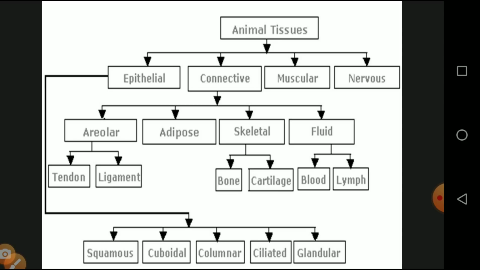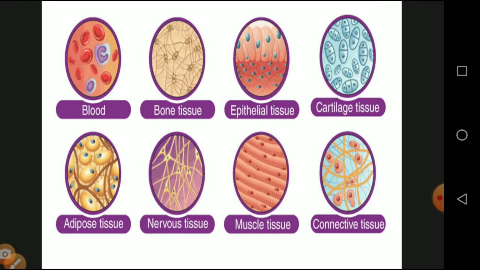Likewise, connective tissue also consists of four types: areolar, adipose, skeletal, and fluid. The areolar is in the form of tendon and ligament. Adipose tissue does not have any special type. Skeletal tissue is found in the form of bone and cartilage. Fluid means it is in the form of a fluid substance, called blood and lymph. So we will see some basic tissues.